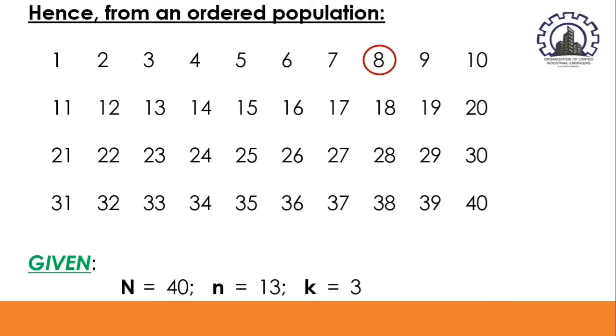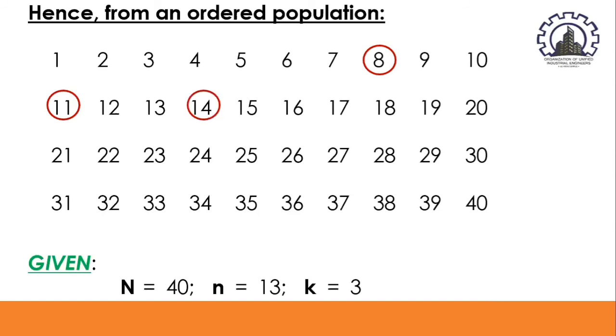So we now have a remaining of 12 because we are only tasked to select 13 students out of 40. Now, since our sampling interval is 3, that means we need to count 3 from student number 8. So if we count 3, 1, 2, 3, we will stop at student number 11. And so for that matter, we will select student number 11. And again, we will count 3, 1, 2, 3. So for that matter, we will select student number 14.